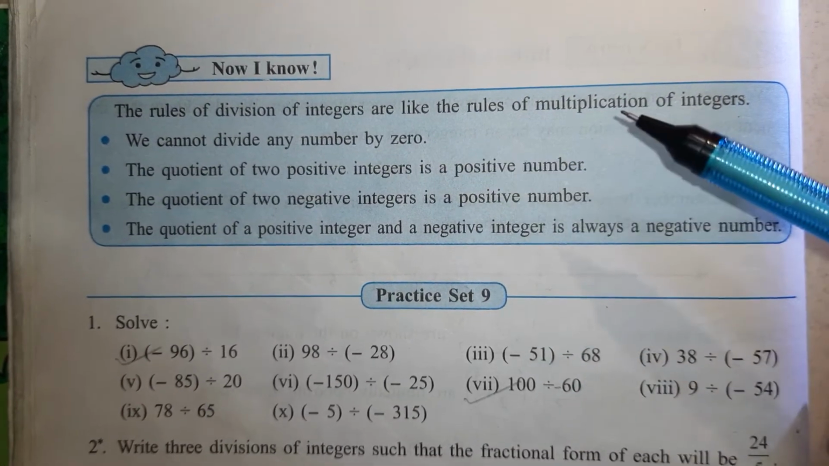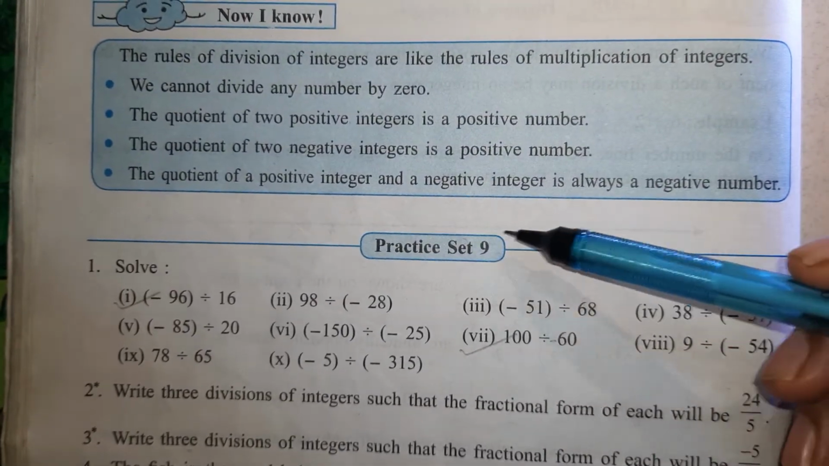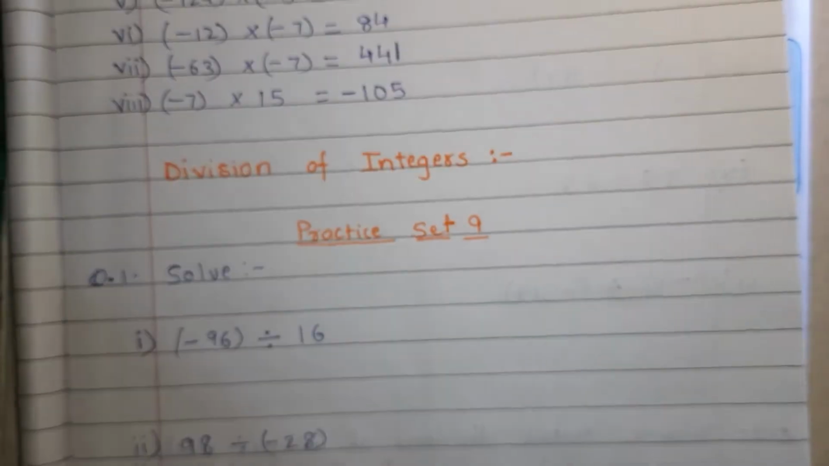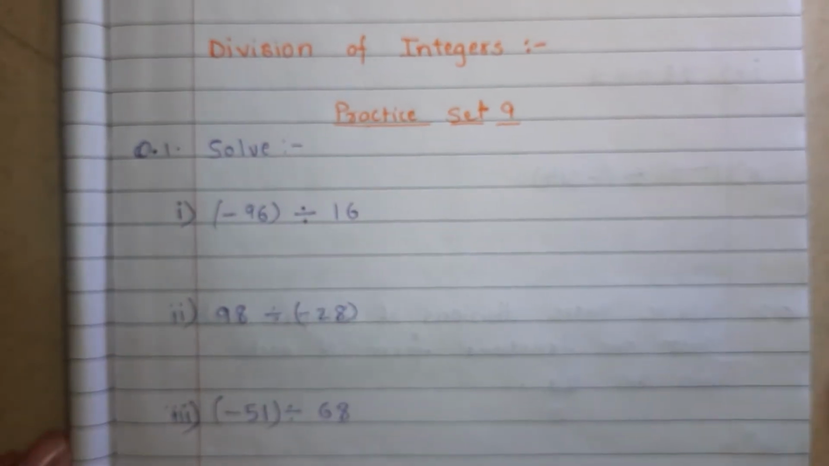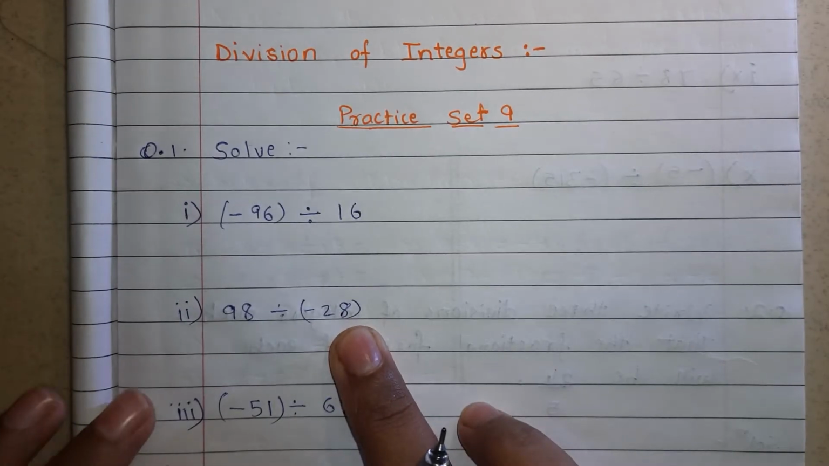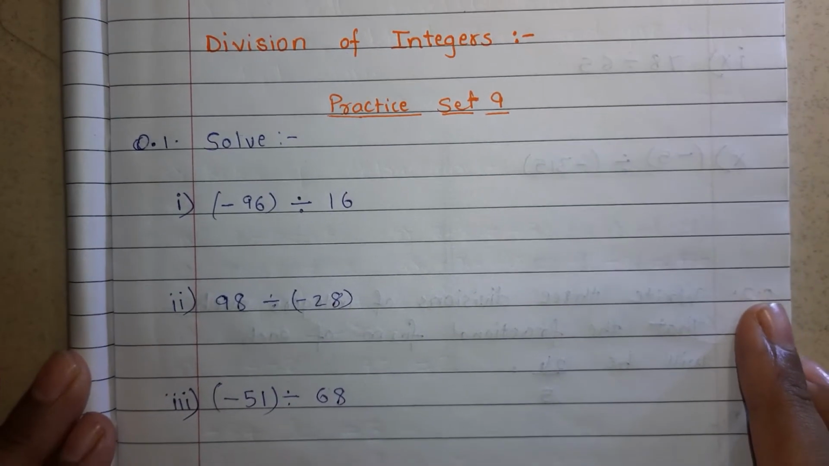So we will solve practice set 9 now. Practice set 9. Now see here. Just now I told you that division means upon. Means division we can write in the form of upon.